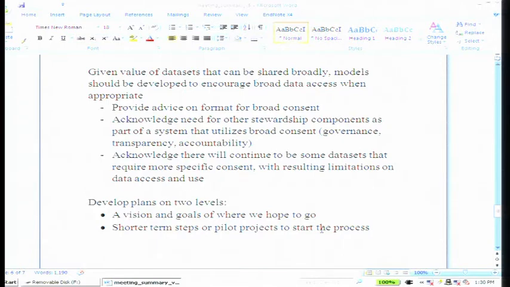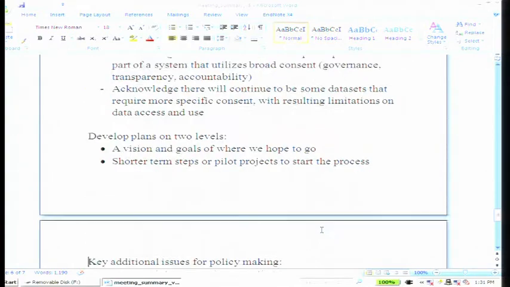And then just a general guideline, we should be developing plans on two levels, vision and goals of where we want to go, and also shorter term steps or pilot projects to start the process.